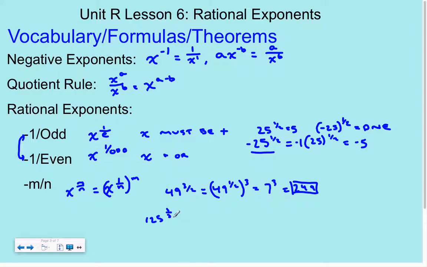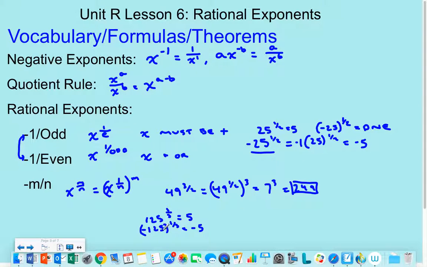Okay, it's like saying what times itself 3 times would equal 125, or the cubed root. Well, of course, the answer is 5. But if I have negative 125, even inside the parentheses, to the 1/3 power, it's okay for this to happen because negative 5 times negative 5 is positive 25, and positive 25 times negative 5 is negative 125. We do get back to this number here, and so you can do a positive or a negative when you're working with 1 over an odd.